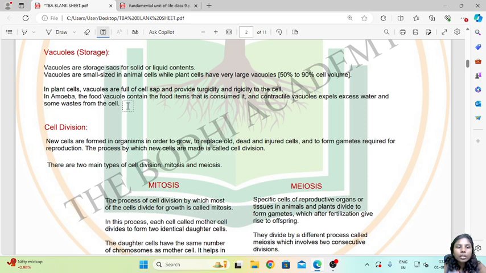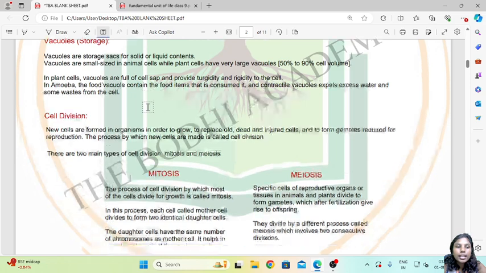In amoeba, the food vacuole contains the food items that are consumed, and the contractile vacuole expels excess water and some waste from the cell. So in organisms like amoeba, vacuoles help in storing the food that is consumed, whereas in some they are also used for expelling excess water and some waste from the cell.